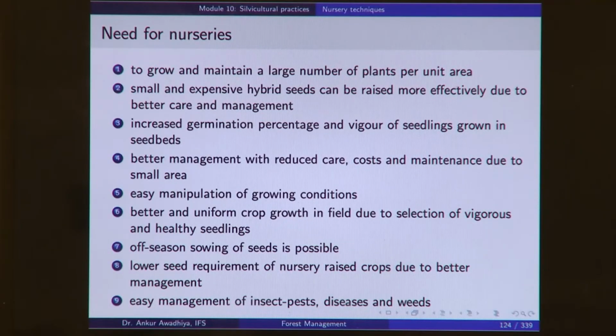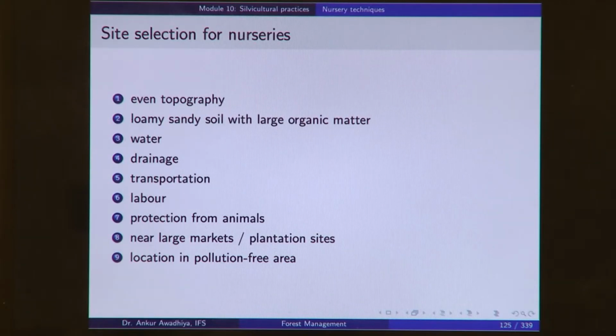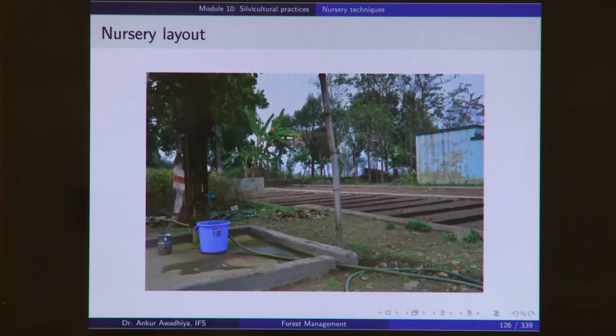Where should a nursery be sited? It depends on the topography of the area. Typically, it should be a flat topography with good soil, good water, good drainage, easy availability of transportation and labor, and good protection from animals. It should be near large markets or plantation sites so that the seedlings can easily be transported, and it should typically be located in a pollution-free area so that the plant leaves are not covered up with dust. Now, this is a nursery layout.